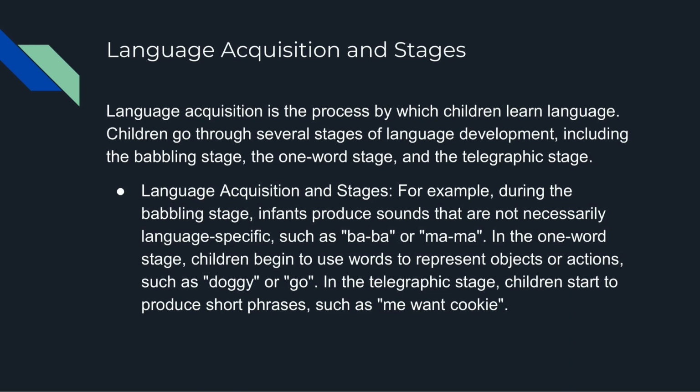The babbling stage is when infants produce sounds that are not necessarily language specific, such as baba, mama, very small sounds. In the one-word stage, children begin to use words to represent objects or actions such as doggy, go, very small words, one word. The telegraphic stage is a two-word stage where children start to produce short phrases such as thank mama. Then it goes beyond babbling, one word, telegraphic, to phrases, and then sentences, fully grammatical sentences, like that.